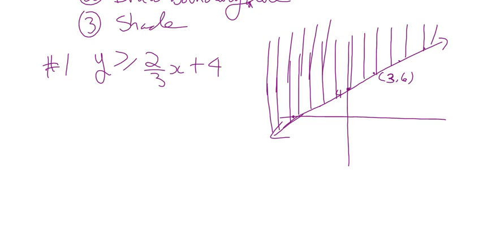Okay? Isolate the y. Draw the boundary line, solid line or dashed line, depending upon whether it's greater than, less than. Strictly greater than, strictly less than will be a dashed line. Greater than or equal to, less than or equal to will be a solid line. And then shade. Okay, let's do a few more.